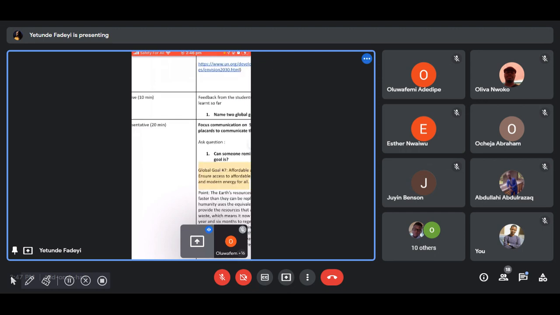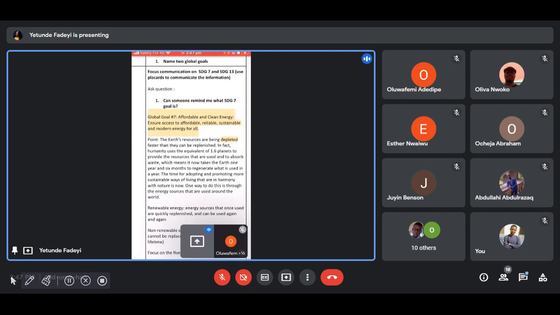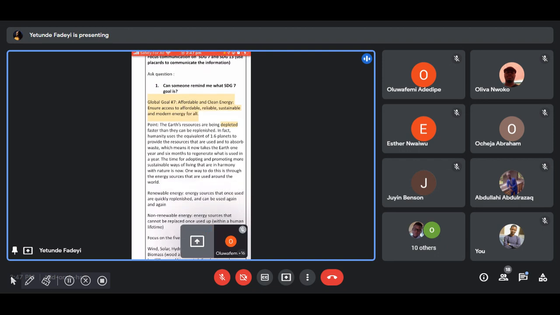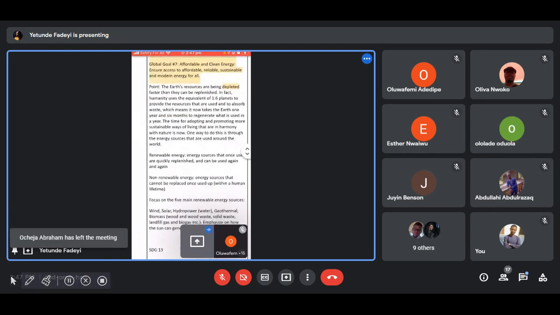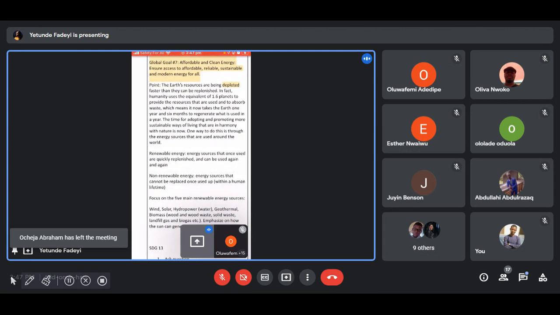So following that, we would focus on SDG 7 and 13. The question is, can someone remind me what SDG 7 is, right? And the point in itself that has been explained here will be the driving narrative to explaining to the students what SDG 7 means, right? So volunteers will have to read this through and see how they can digest it and see how they can interpret it to an 8-year-old or a 10-year-old, so to speak.